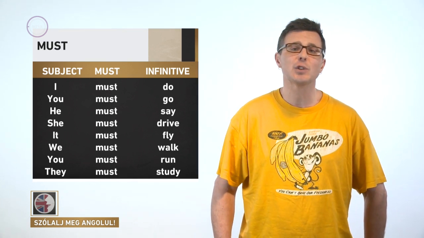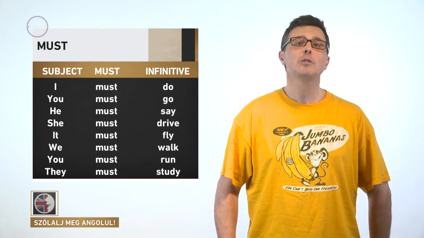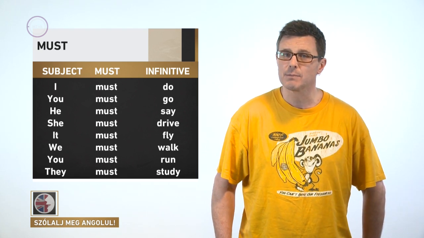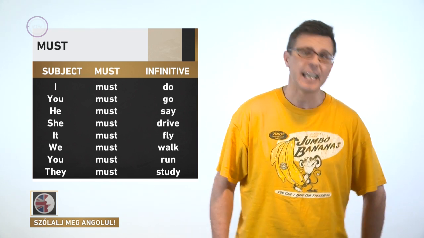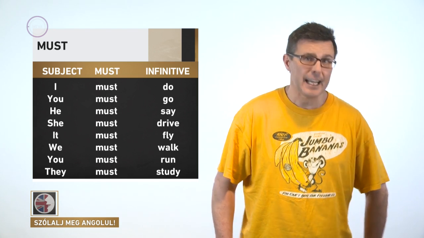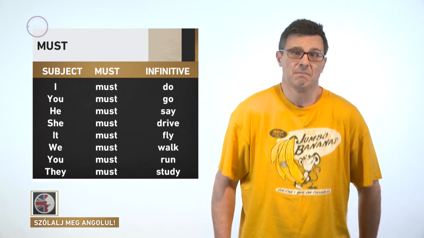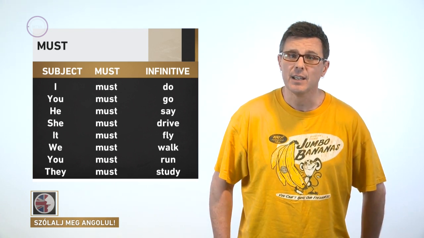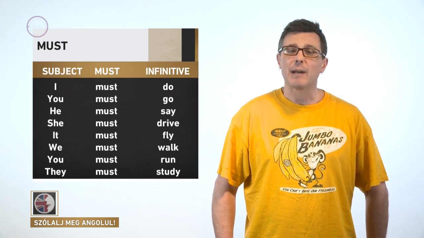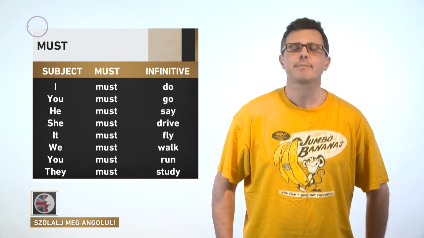Okay, now when we use must to show strong obligation, the form is even easier. We don't have to conjugate anything. We use must for all the subjects. I must, you must, he must, she must, it must, we must, you must, and they must. See? Very easy. We don't have to worry about conjugation at all.